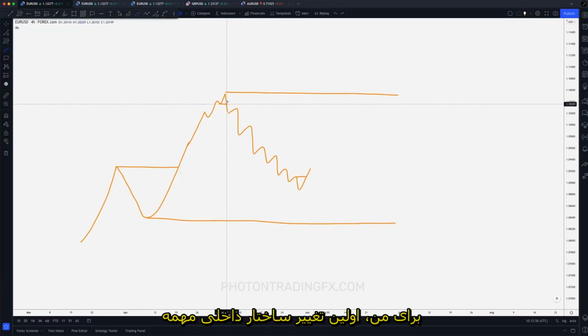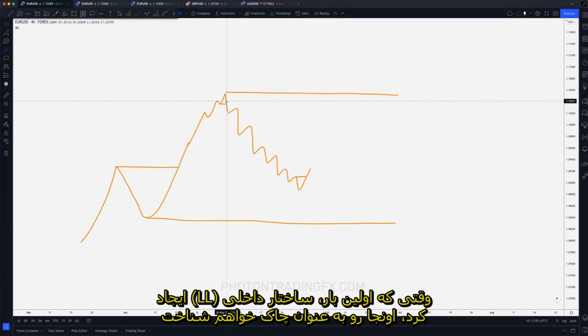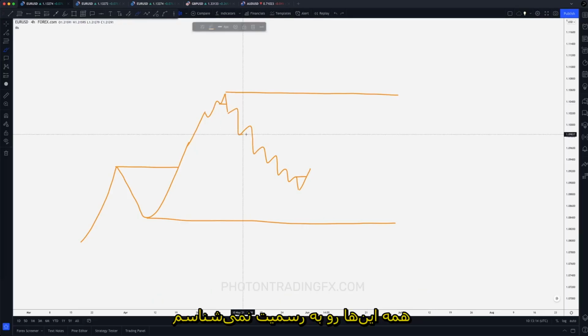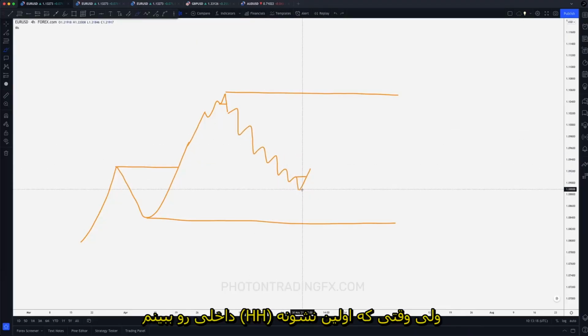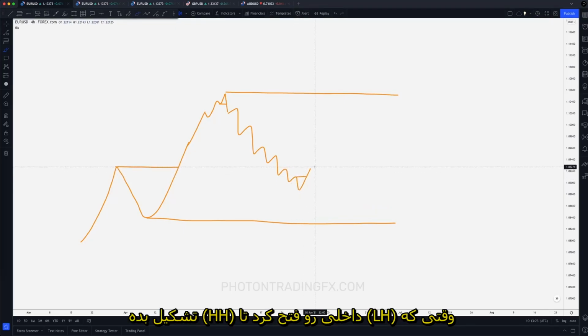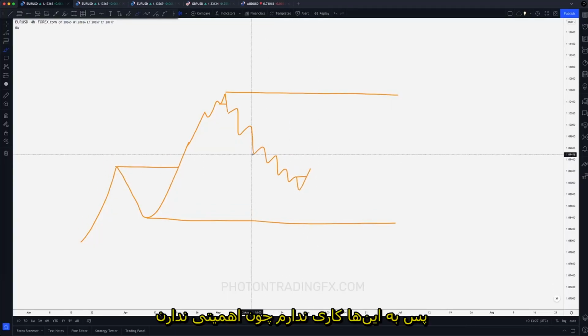All I care about is the first time the internal structure shifts, okay? So when it's making a series of internal higher highs, higher lows, higher highs, higher lows, the first time that internal structure then makes a lower low, I will mark that out as a change of character. Likewise, I'm not labeling all of these, because that's just the internal structure staying bearish. But then once we get that first sign of an internal higher high, where it takes out the internal lower high to make a higher high, I will then mark that as a change of character. So I'm not marking all of this in here because it's pretty irrelevant.